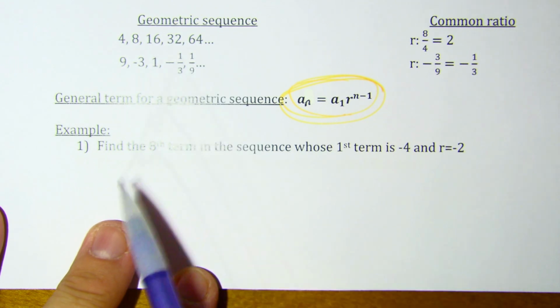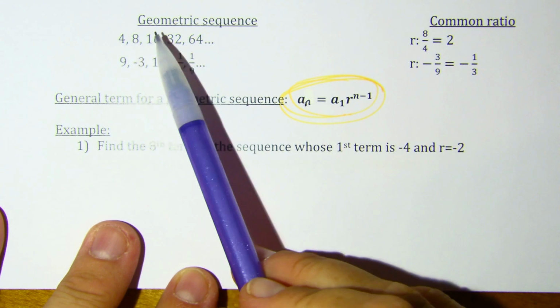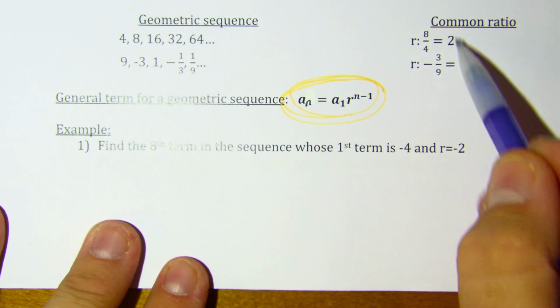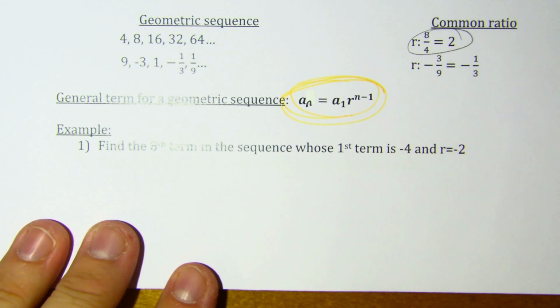So it's not the same difference each time, but 4 times 2 is 8, 8 times 2 is 16, 16 times 2 is 32, times 2 is 64. So you're multiplying by 2 each time. So we have what's called the common ratio.